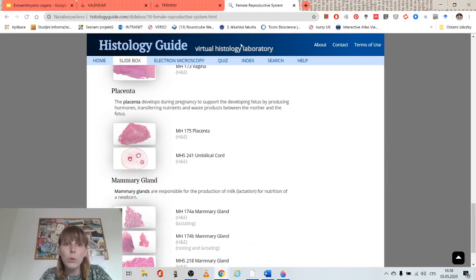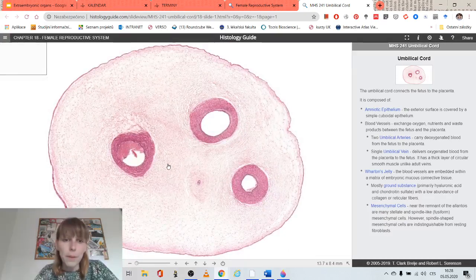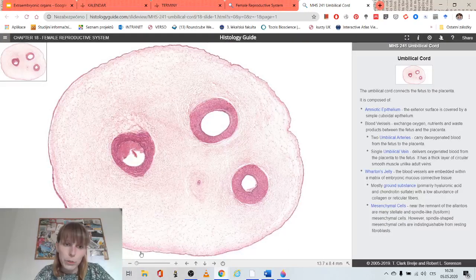So if we go to histology guide, there is a slide of umbilical cord and its hematoxylin eosin. So we can take a look at the whole structure. This is a cross section, and it's a nice one. It has really just 3 vessels, not more sections of those.